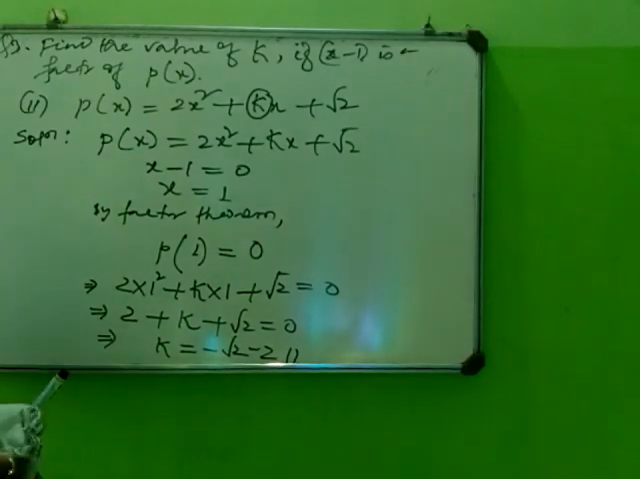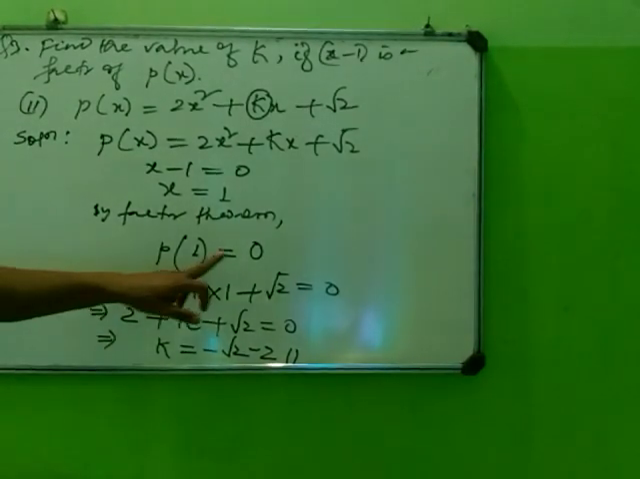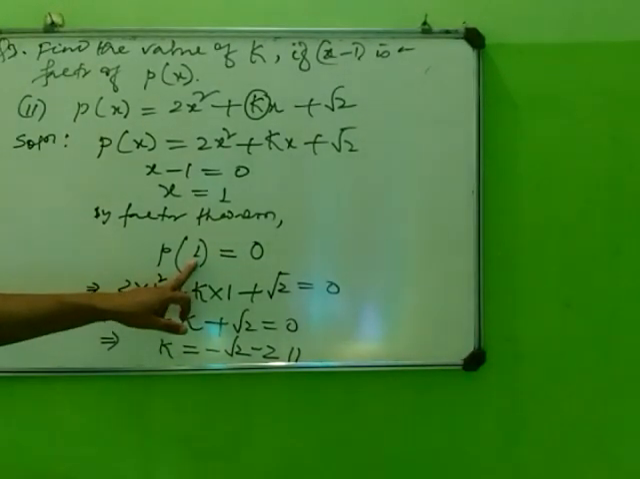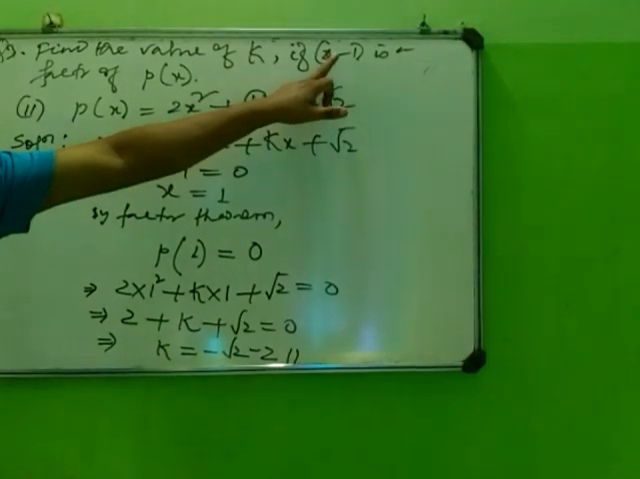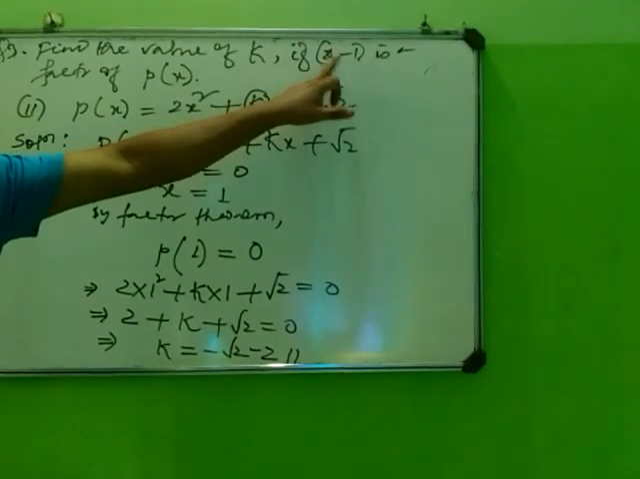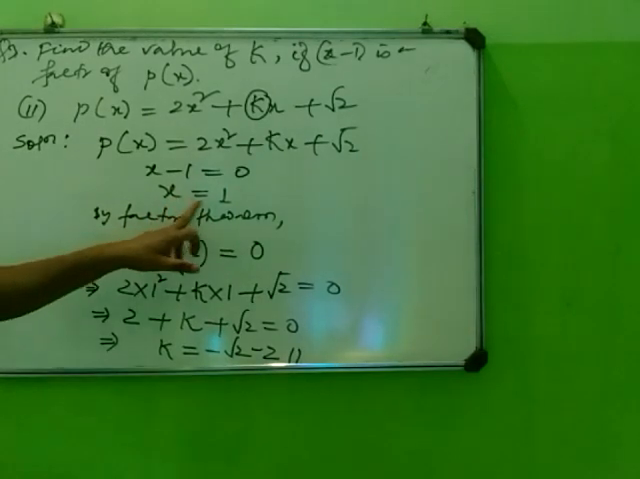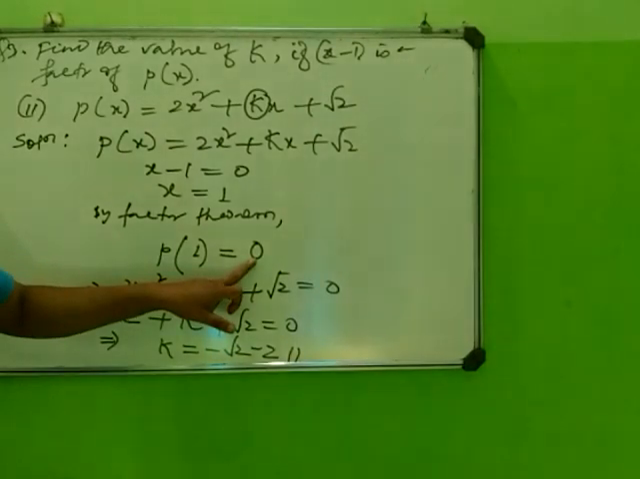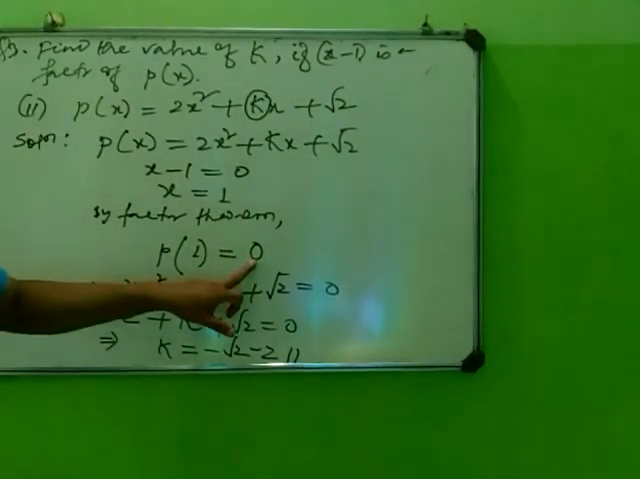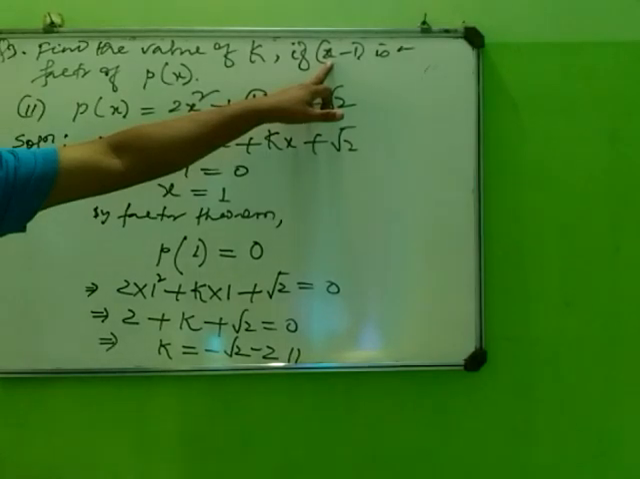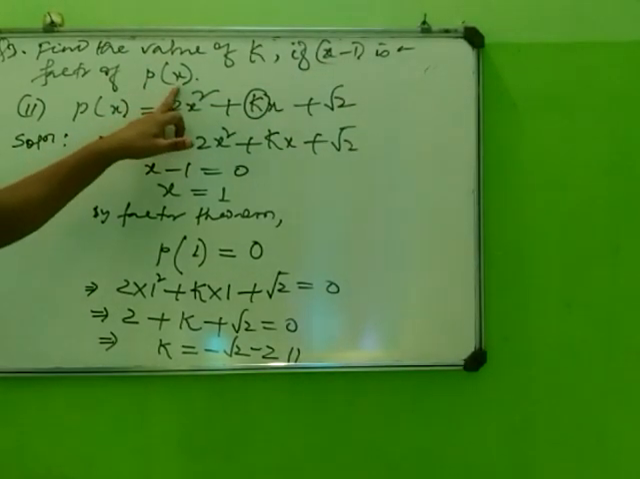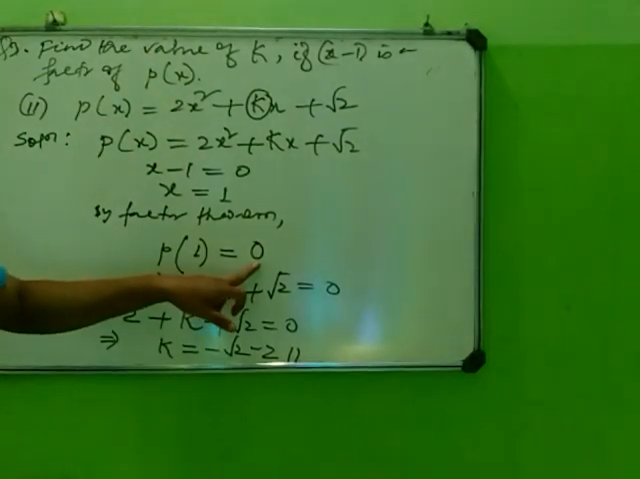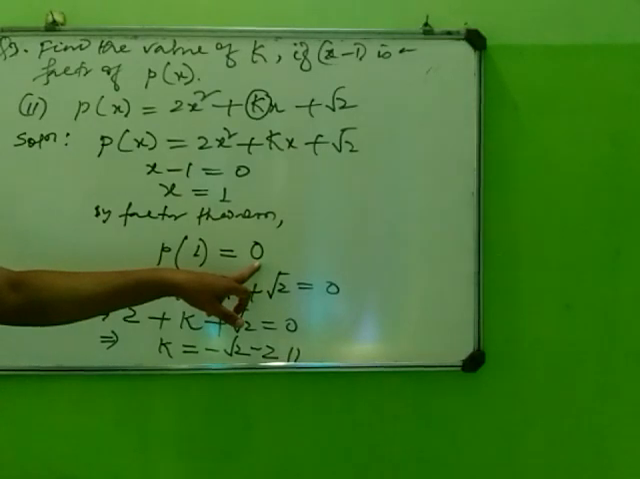So here, let me tell you again, why we took p of 1 equals 0. It comes from the divisor. The divisor is x minus 1. You have made the divisor equal to 0. So you got x as 1. So in place of x, you have put 1. It is 0. So this 0 is the remainder. Why is this 0? Because x minus 1 exactly divides p of x, which means you will get remainder 0. So that 0 is the remainder indicator.